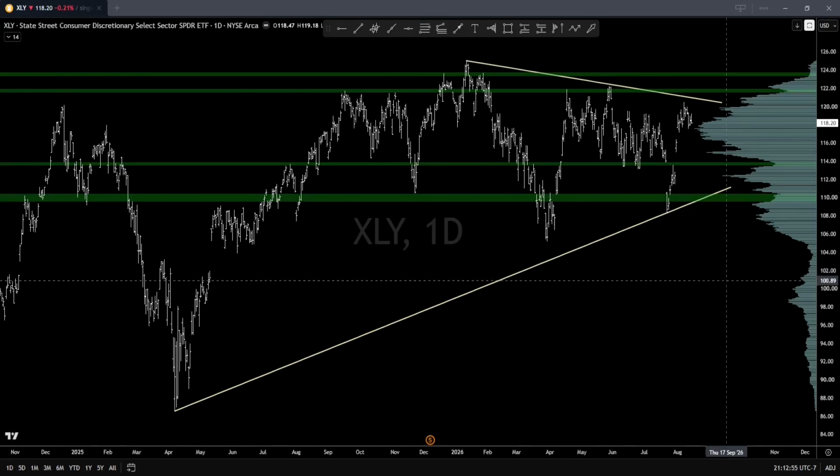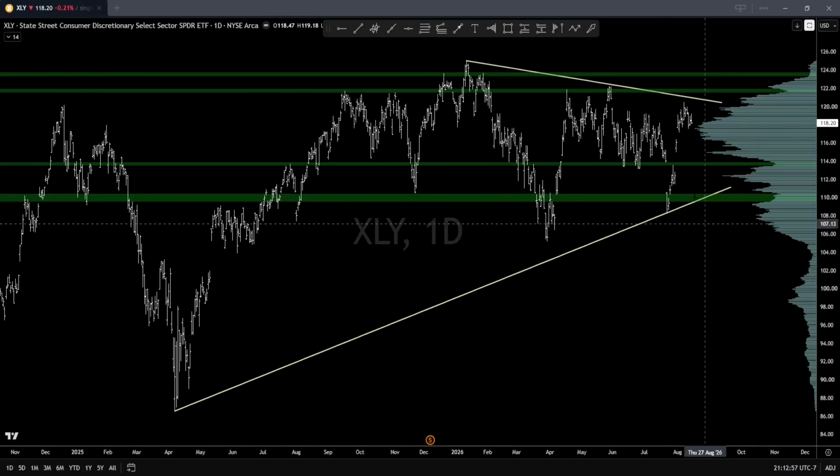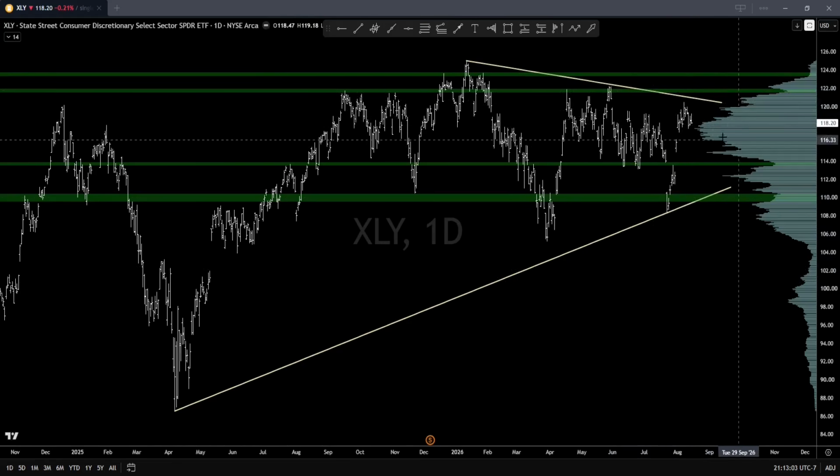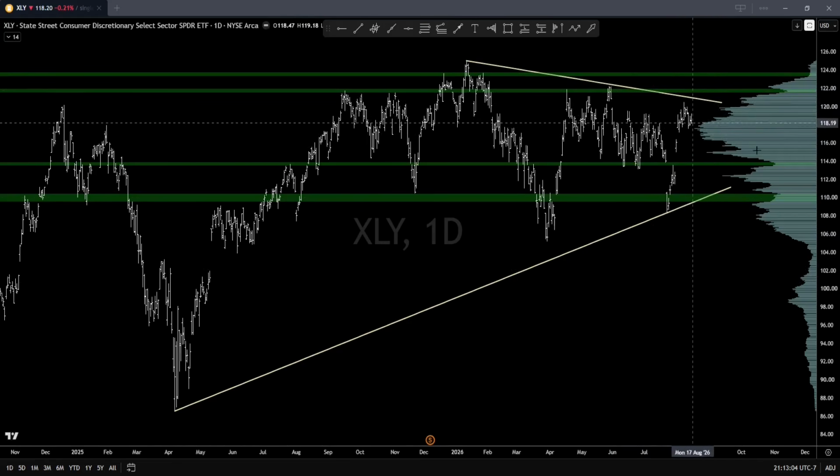And here for the consumer discretionary, we see that it also came up close to this trend line here and is pulling back a bit. Right now, it's sitting at this high volume area. So we're going to see would it be able to get another bounce back up to this resistance or this trend line here, and see would it be able to break through and move up to a high.